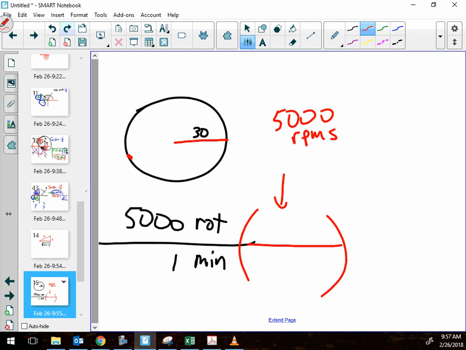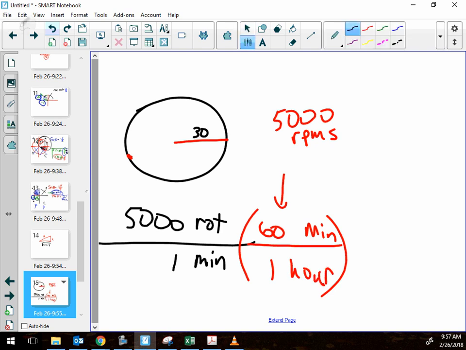Like, what do I want to cancel first? Rotations or minutes? It doesn't matter. You pick. What do you want to cancel? Rotations or minutes? Minutes. All right, we'll cancel minutes. Then I'm putting them here because that way they'll cancel with that. Know what I mean? But what's a fact about minutes that I know? 60 minutes in 1 hour.